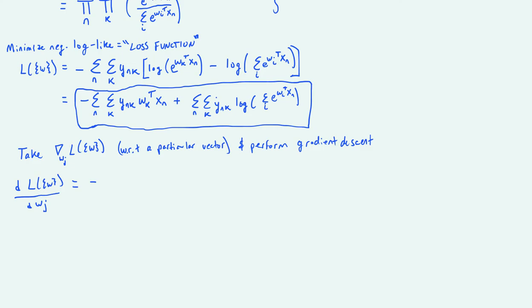Keep the negative, sum over n, and then if we're differentiating with respect to wj, what's going to happen is that the ynk term will only pick out ynk when k is equal to j. So we're going to have ynj xn, because all those other wk's are constants essentially, and wj is the only thing we really care about. So we're going to pull that out. And then moving on to the second term, plus sum over all n.